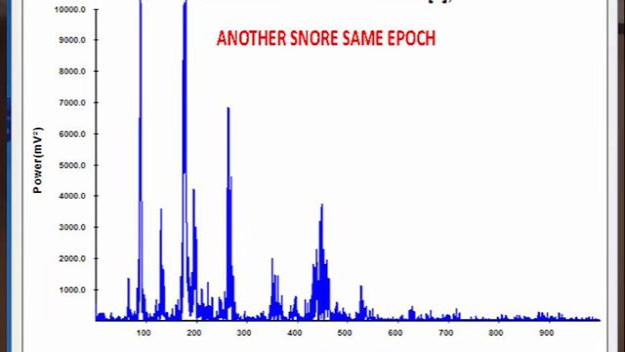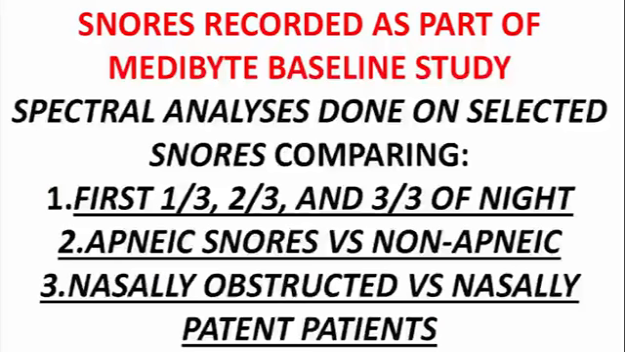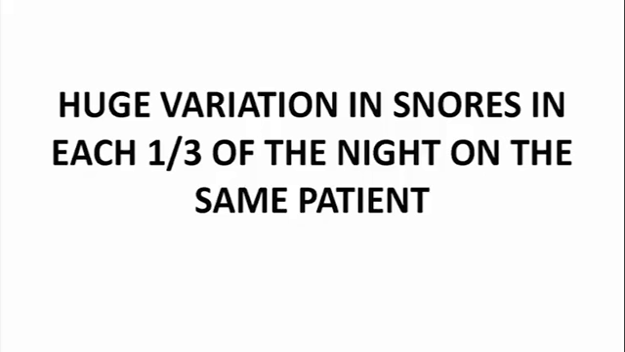Okay, so now I did a study, and I studied, I don't know, 1,500, 2,000 snores. And so I selected snores. I compared snores from the first third of the night, the second third of the night, and the third third of the night. Then I compared apneic snores versus non-apneic snores. And then I compared nasally obstructed patients versus nasally patent patients. I analyzed those snores. And then I found huge variation in each third of the night on the same night.